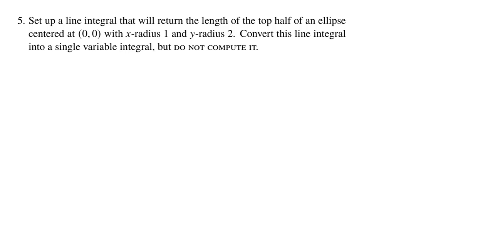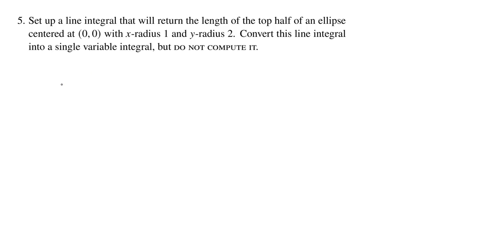All right, welcome to our fifth and final video solution for quiz 3. So here we're going to set up a line integral, which is supposed to return the length of the top half of an ellipse given by, okay, it's centered at the origin, and so on. And then we want to convert this line integral into a single variable integral. Okay, fine. So first thing we're going to have to do is parameterize this thing.